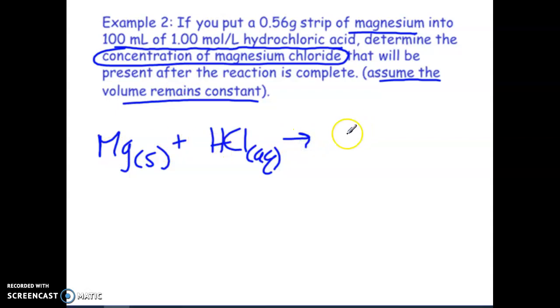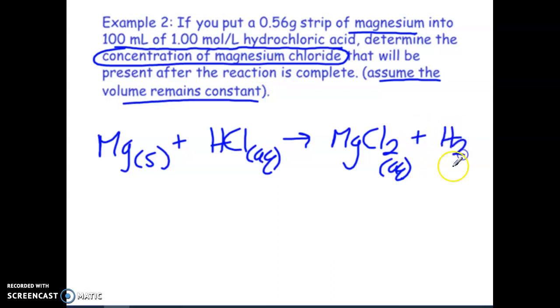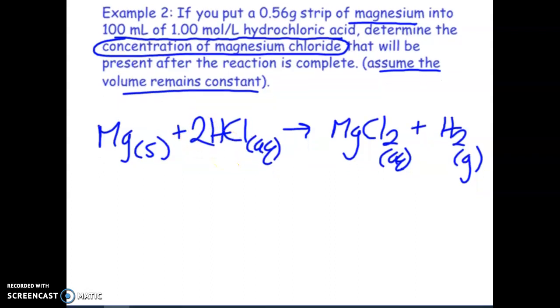Okay, so we have a single displacement reaction. So we have magnesium chloride, which is aqueous, and then hydrogen, which is a gas. And then we're going to balance this. Okay, so let's write out the information we have. So we're told that we have the mass of magnesium, 0.56 grams. And if you're ever in doubt in terms of what the actual number is, you should be looking at the units. So if it's grams, it has to be mass.